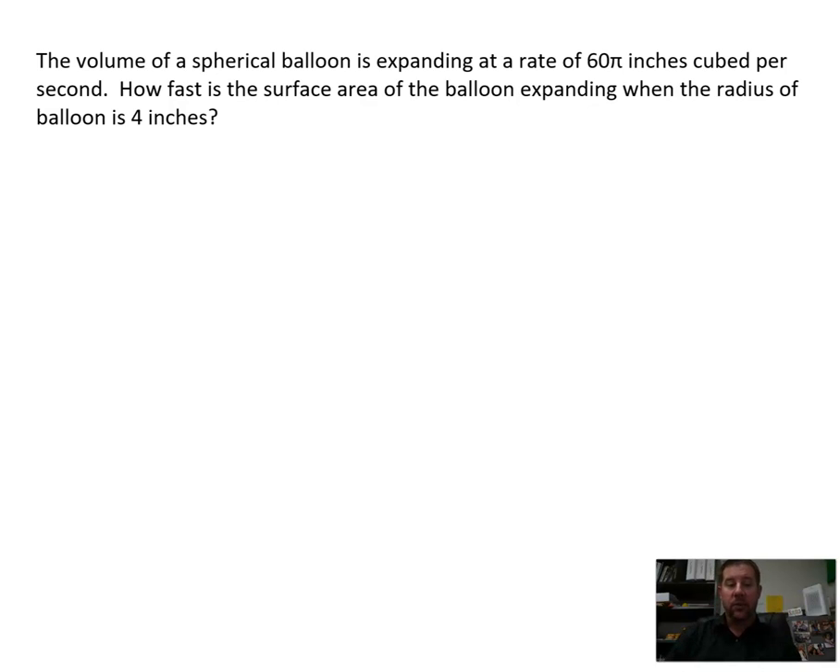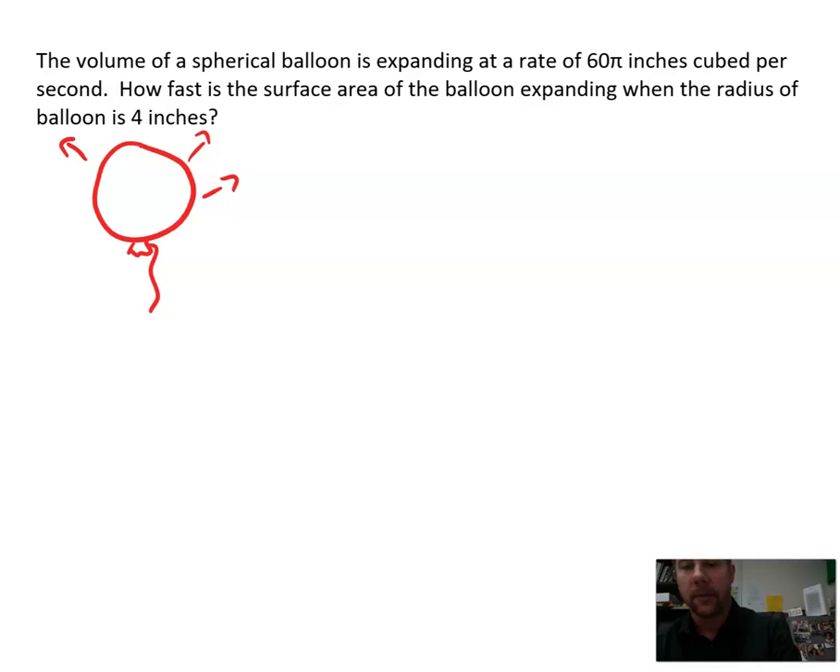Again, read it once, read it twice, read it 3 times, get an idea. Then, draw a picture. Well, this picture's not very exciting, but we've got a spherical balloon. I'm not even trying to make that a sphere. We'll just leave it like that. There's my balloon, right? And it's expanding. It's getting bigger. And we have a radius on this, right?